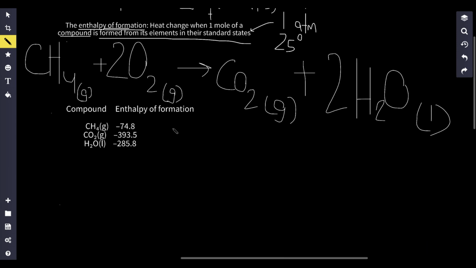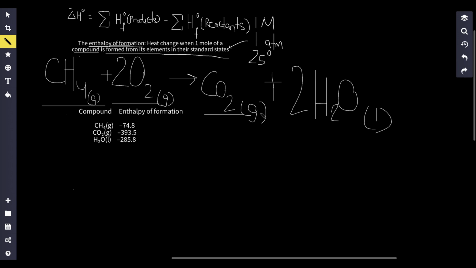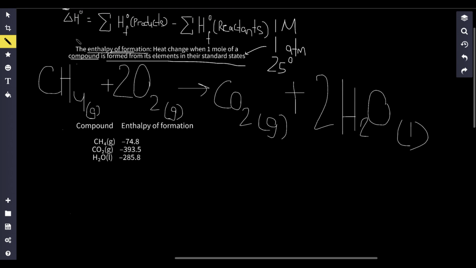So if we're looking at CH4 gas plus 2O2 gas yields CO2 gas and 2H2O liquid, how do we find the change in enthalpy for this reaction given our enthalpies of formation for every compound? Right over here, we can see that CO2 in the gas phase has an enthalpy of formation of negative 393.5. So I'm going to put negative 393.5 here, and because we're forming 1 mole of CO2, I'm going to multiply this by 1. Now I'm going to add this to the enthalpy of formation for H2O.